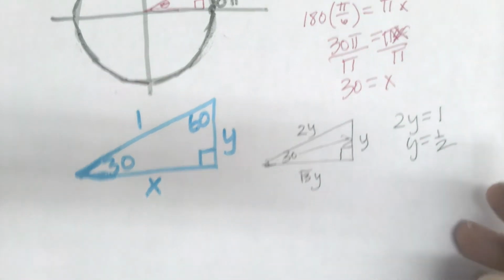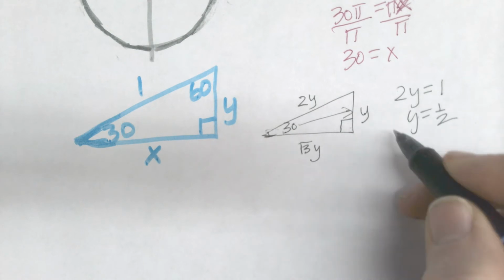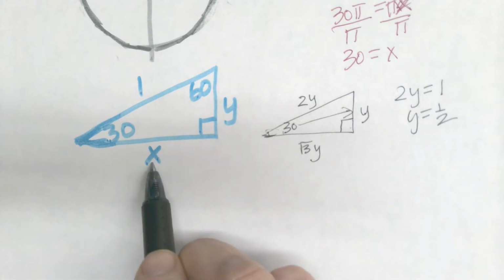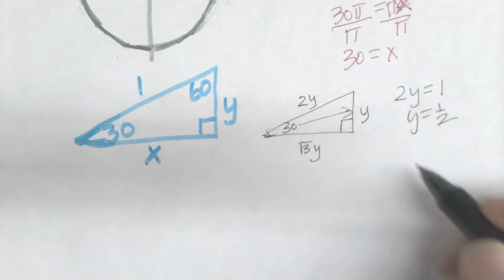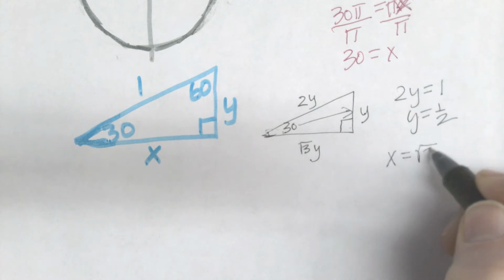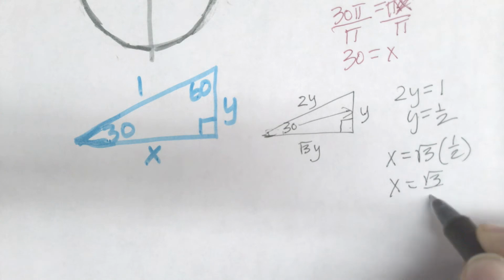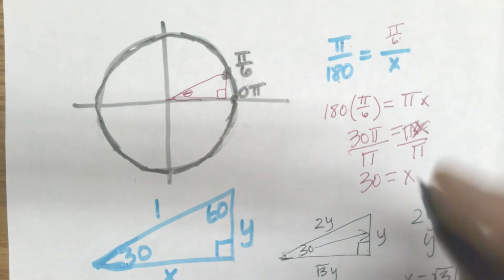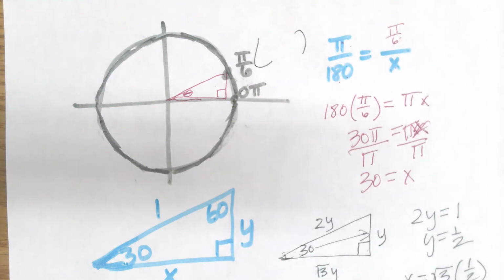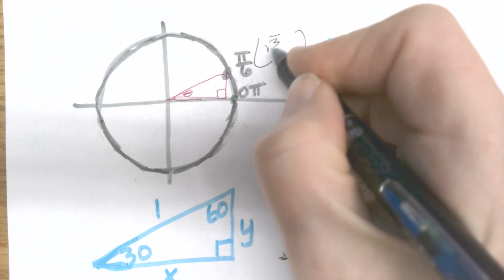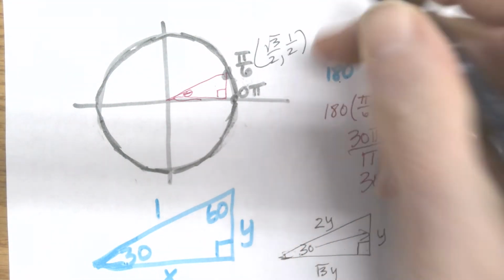So y is 1/2, and then that means that my x position is the square root of 3 times y, so my x is the square root of 3 times 1/2, or x is the square root of 3 over 2. So again, I can create that point, but this time my x is the square root of 3 over 2, and my y is 1/2.